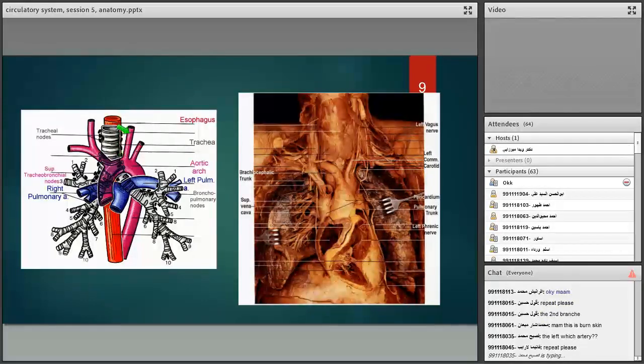In the left side, we have the left common carotid and left subclavian arteries. These two are on the left side. Subclavian artery, left one.